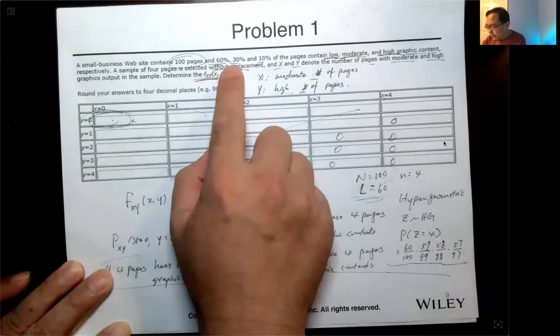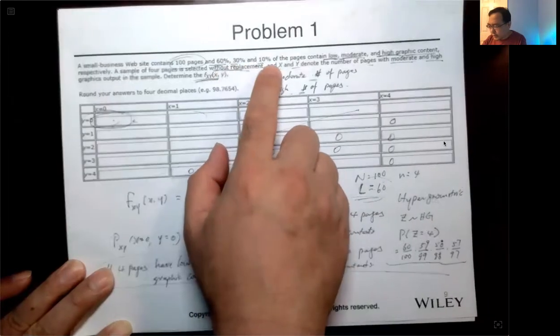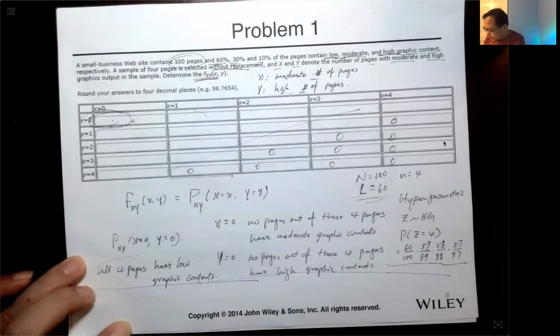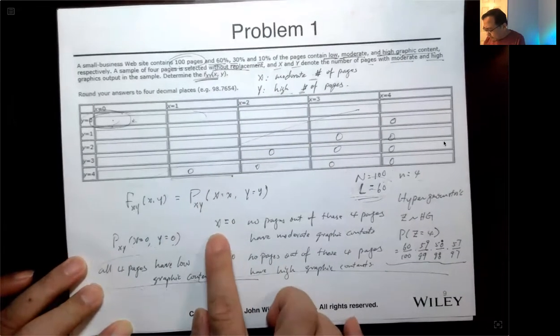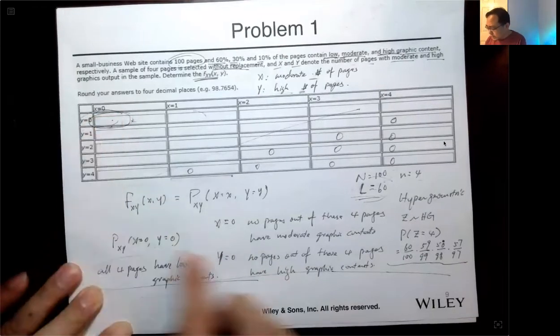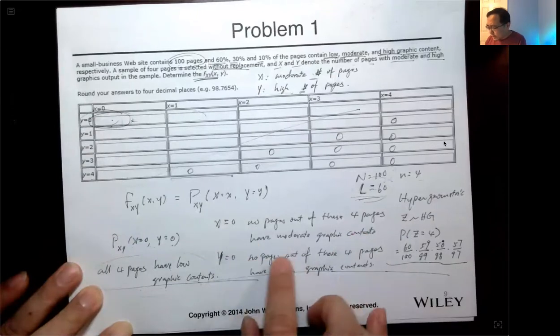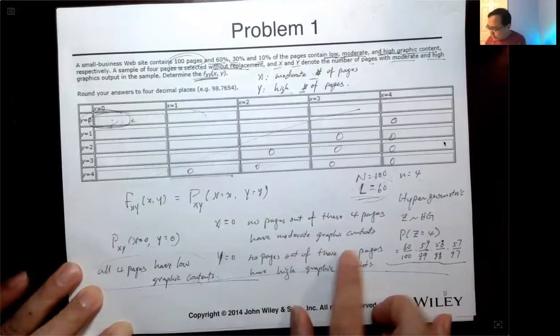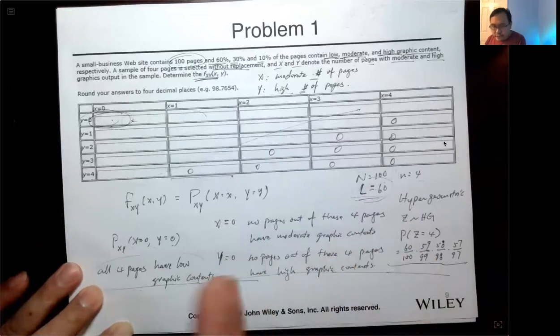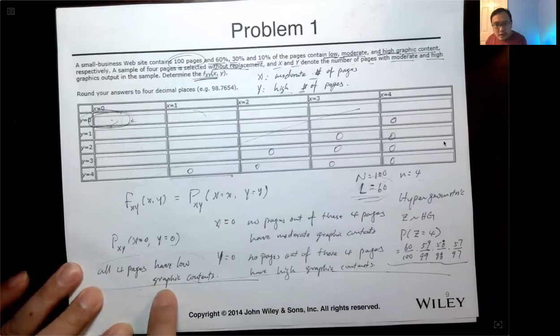And here we actually have three categories, not two categories, right? So for this cell, it means X equals 0, Y equals 0. So there are no pages with moderate graphic content and no pages with high graphic content among those four pages. That means all four pages will have only low graphic content, right?